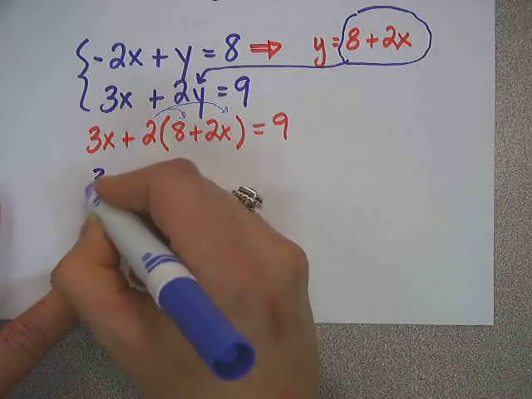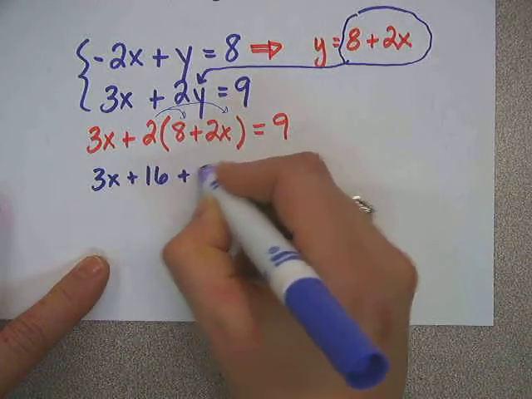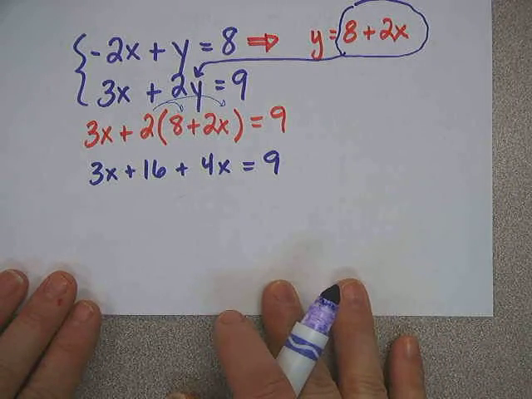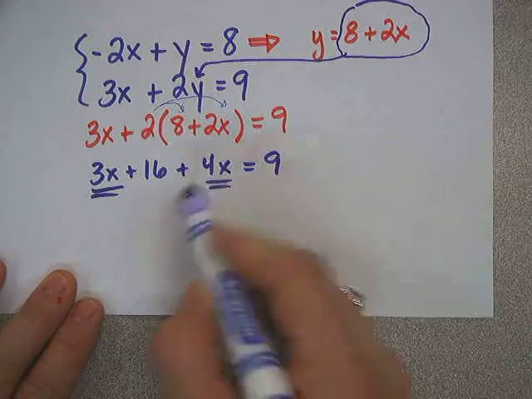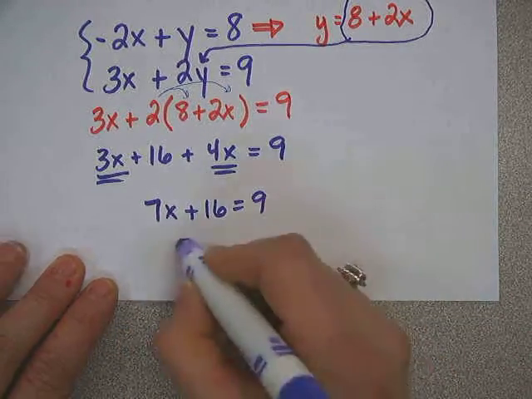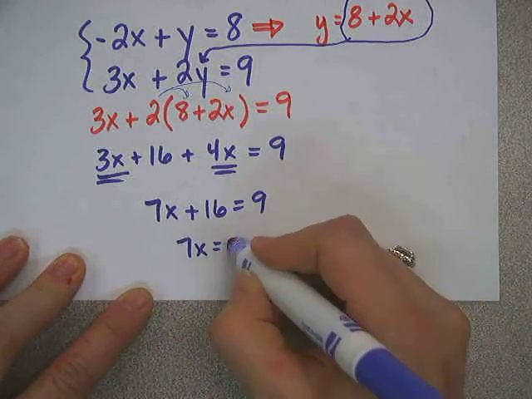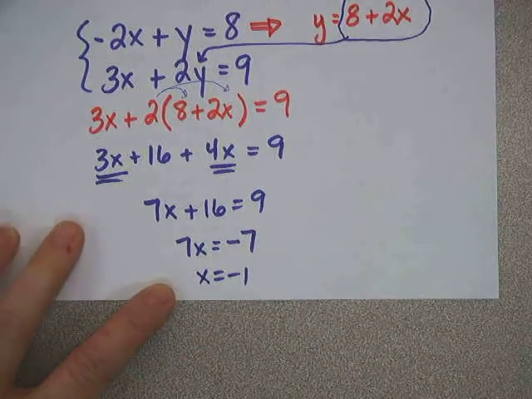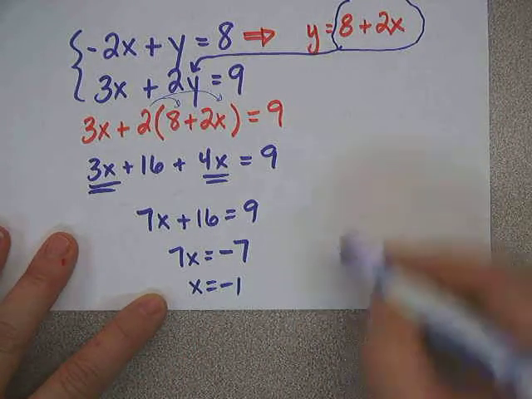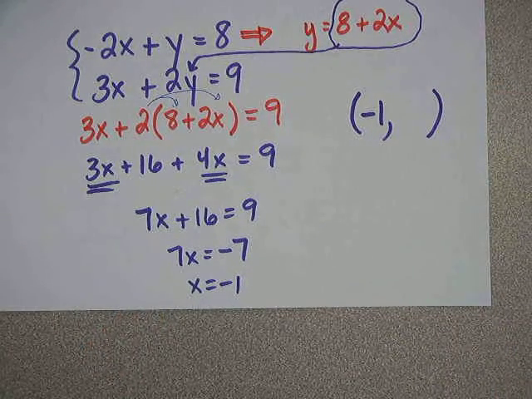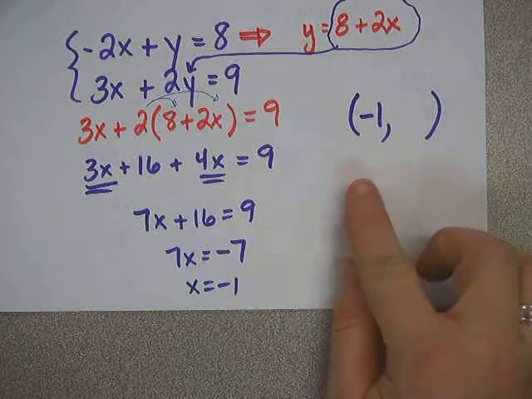So now to simplify this, we are going to distribute 2 to get this solution. Now we're going to add like terms. Subtract 16 and divide by 7. And we get, once again, the first half of our solution. So our solution is going to be the ordered pair -1 comma something.